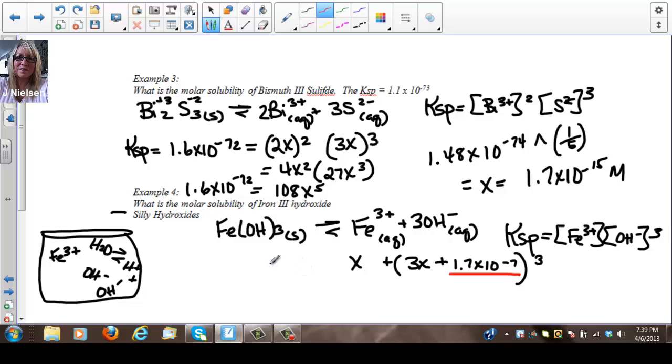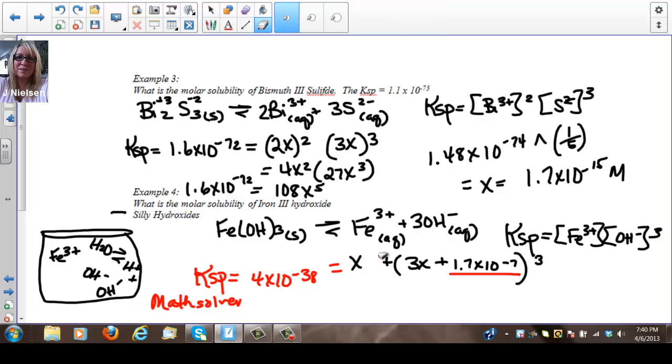So what does that do to all my math here? Well, Ksp of iron 3 hydroxide, when we look it up on page 824, is 4 times 10 to the negative 38. And that's going to be equal to this whole lot, X times 3X plus 1.7 times 10 to the negative 7 cubed. And this I can put in my solver. Oops, this should be times. I made a mistake. Yeah, this is going to be X times 3X. My bad.